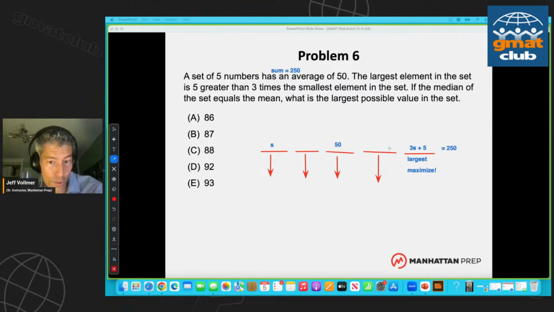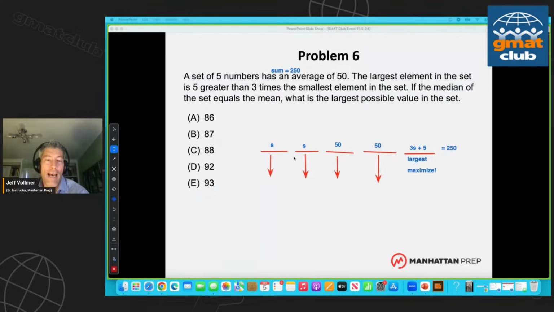Now I still have to follow the rules. I can't make this term 0, because 50 has to be no greater than this term. But I could make this term 50. I should be able to make this term 50, and I'm still playing by the rules here, as long as I don't make this term too big. Strategically I want to make it as small as possible so that I leave as much of my 250 sum available for this final term. So what is the smallest I could make this term? I think I could make it S.